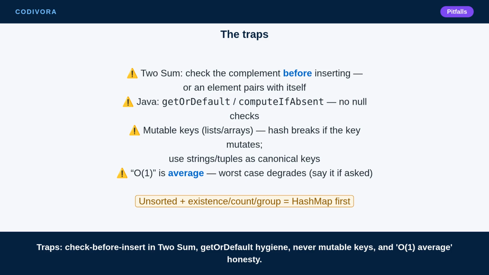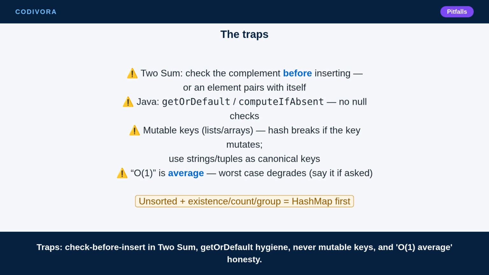The traps. In two-sum, check the complement before inserting the current element, or an element can pair with itself. In Java, getOrDefault and computeIfAbsent keep the code clean of null checks. Never use mutable objects as keys. If a key changes after insertion, the map silently loses it. Canonicalize to strings or immutable tuples.